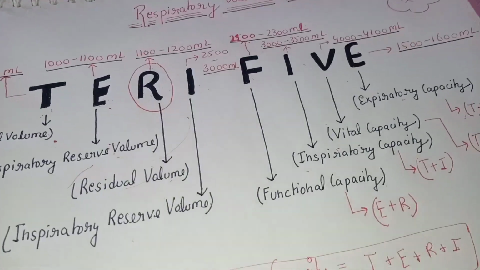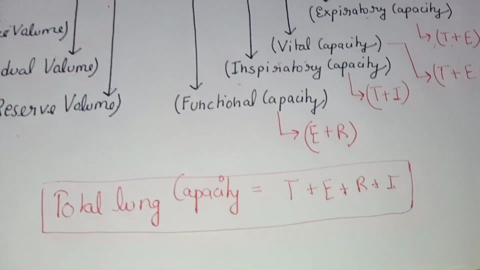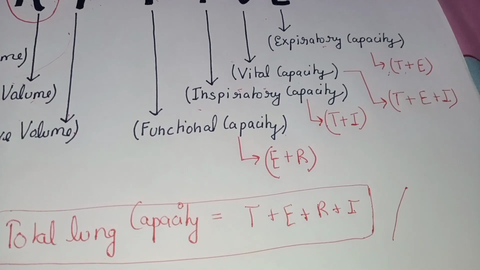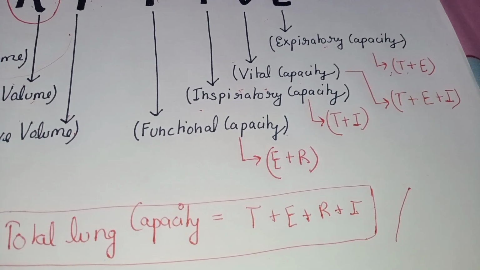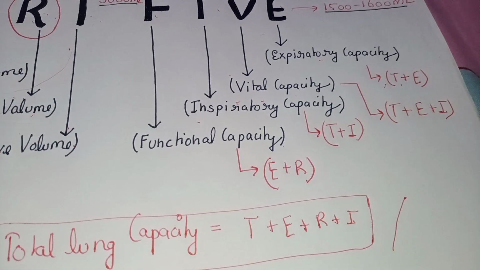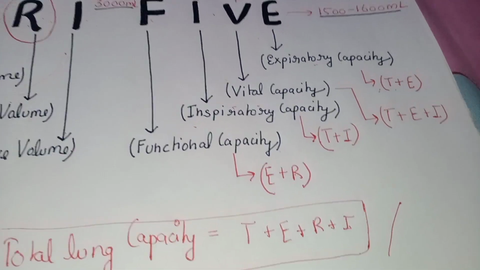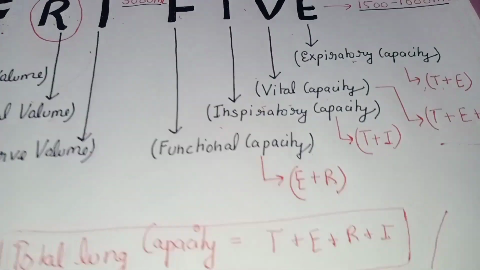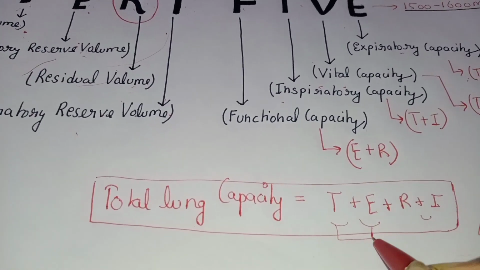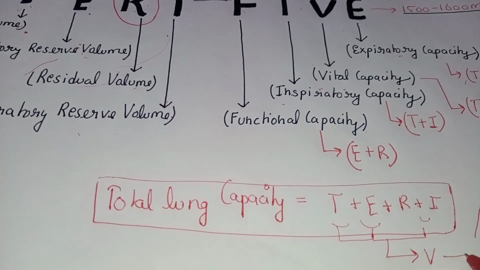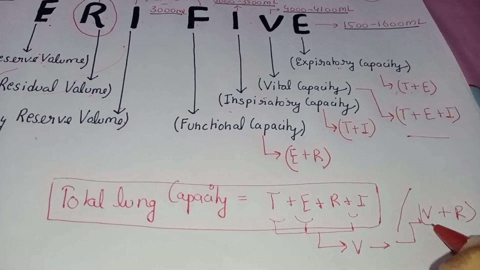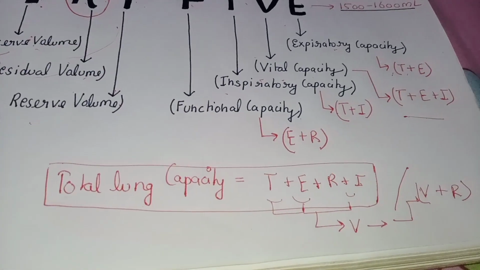We can also be asked another formula for the lung capacity. As we all know, vital capacity is formed by the mixture of tidal volume, expiratory reserve volume, and inspiratory reserve volume, T plus E plus I, as you can see in this. This formula has a T component, E component, and I component. So we'll replace these three components with vital capacity. So another formula will be V plus R, vital capacity and residual volume.